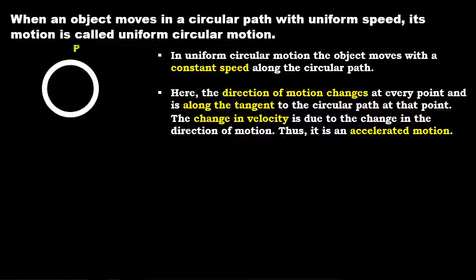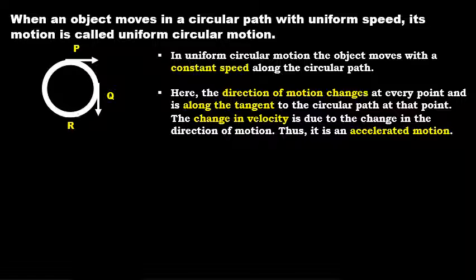So if we want to find out the direction of motion along the circular path at any point P, then it will be given along the tangent to the circle at that point. So we just draw a tangent to the circular path at the given point at which we want to find the direction of motion. This will give us the direction of motion at point P. Similarly, at some other point Q, we just have to draw the tangent to the circle at point Q. This tangent gives us the direction of motion of the object at point Q in the circular path.